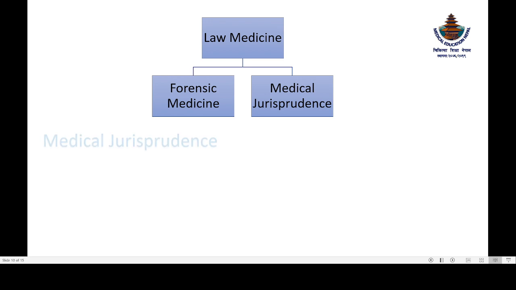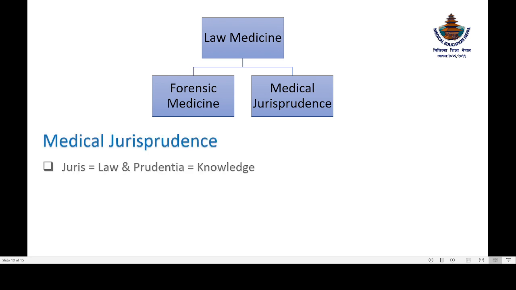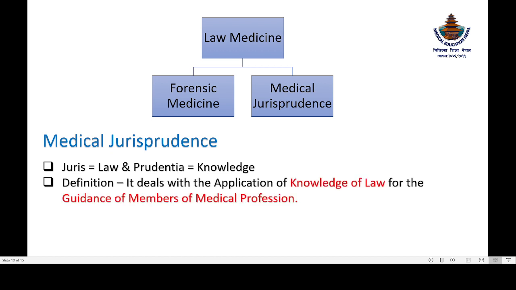Now, moving forward to medical jurisprudence. The word jurisprudence is derived from two Latin words, juris and prudentia. Juris means law and prudentia means knowledge. So it deals with the application of knowledge of law for the guidance of the members of the medical profession. It also deals with the legal aspect of practice of medicine.